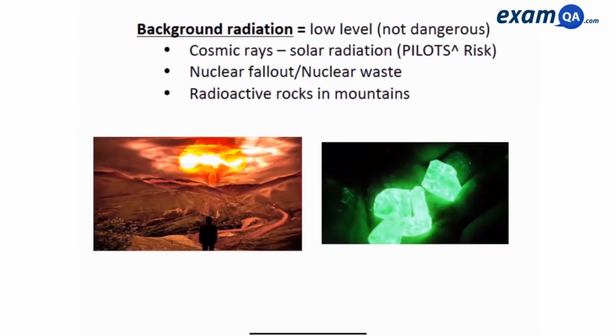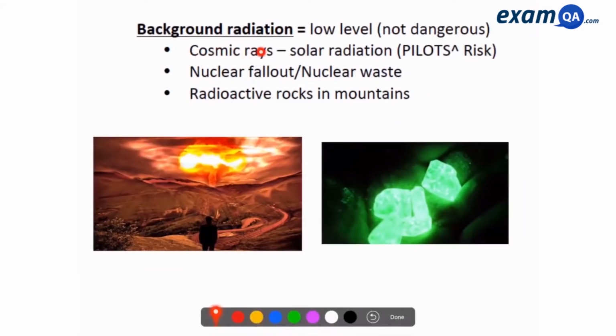Number 1, cosmic, so from the solar system, from stars and galaxies far away. Also from nuclear waste products, so if people use nuclear power machines or nuclear weapons, and also from radioactive rocks in mountains. So for example, pilots are at a greater risk of background radiation than people on the ground. Scientists that work in nuclear factories, again, are at more risk of background radiation than people who don't.